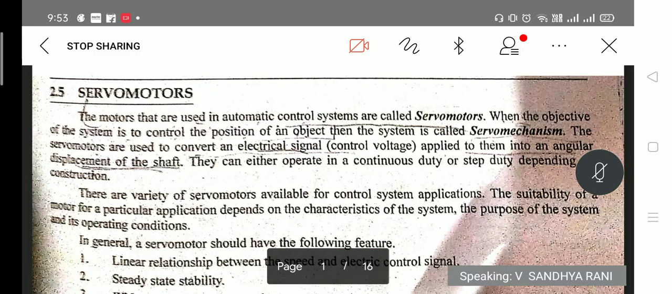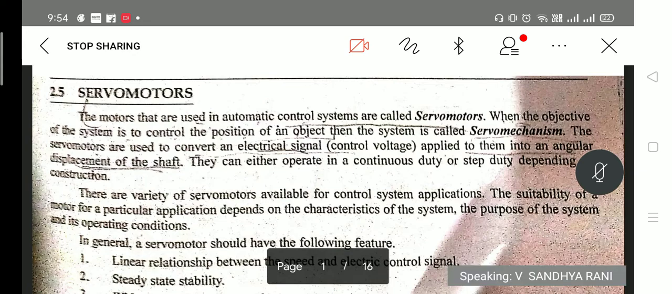You can take a cutter also. Whenever the object comes to that position, only then the cutter cuts at that position, because of using the servo motor here. Whenever the system controls the position of an object, then the system is called a servo mechanism. Okay. This is the servo motor application.